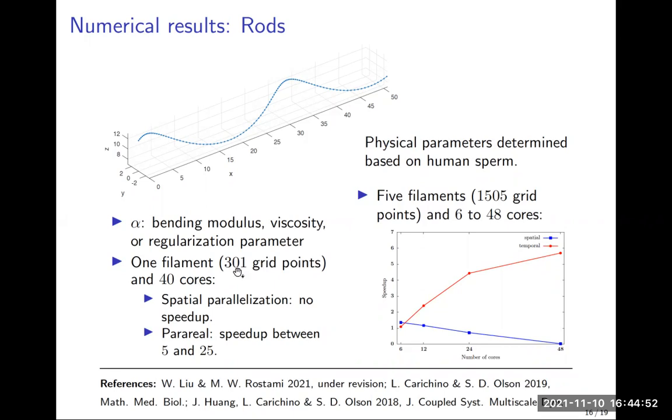So now instead of 300 grid points, you actually have 1500 grid points. And we use between 6 and 48 cores. We want to compare the spatial parallelization and temporal parallelization. As I mentioned earlier, when you just have one filament or one rod, we don't see any improvement using spatial parallelization. Here you have more points, so it actually makes sense to use spatial parallelization.